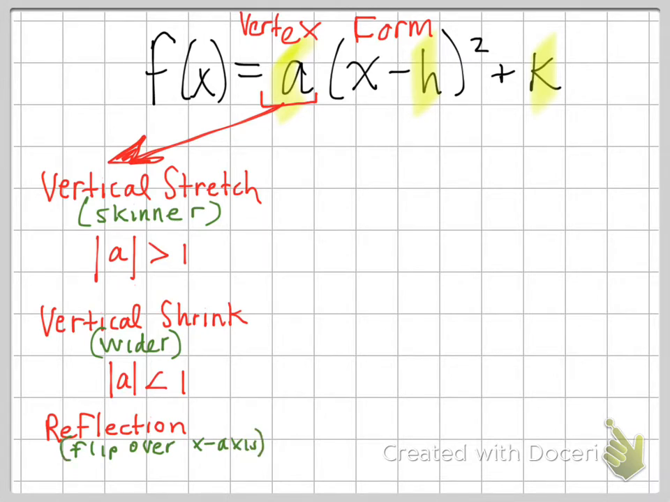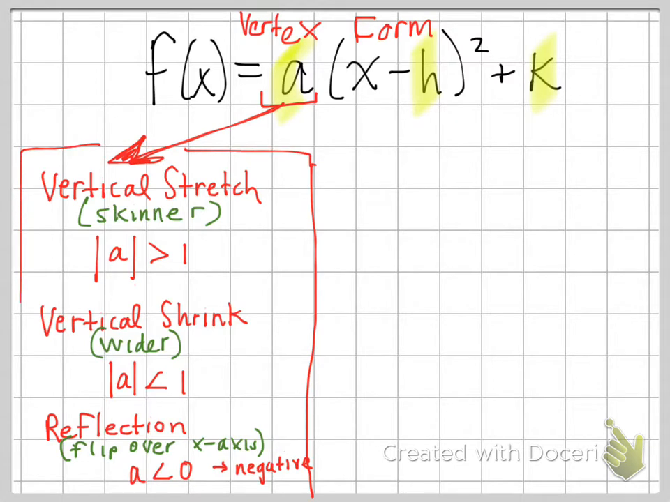And this happens whenever A is negative. So I don't need the absolute value bars when I define this range. It says whenever A is less than 0, which means it's negative, we're going to have a flip over the x-axis, or a reflection. Okay, so that's everything having to do with A. Let's put all this stuff together in a box.